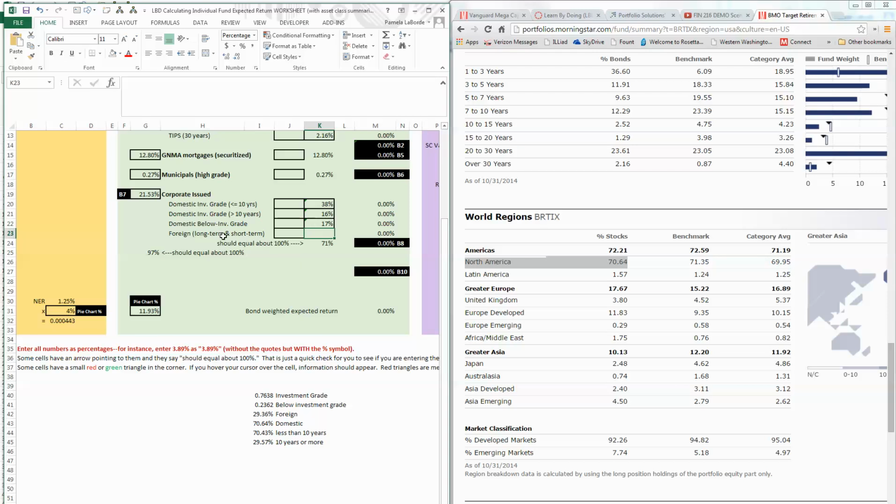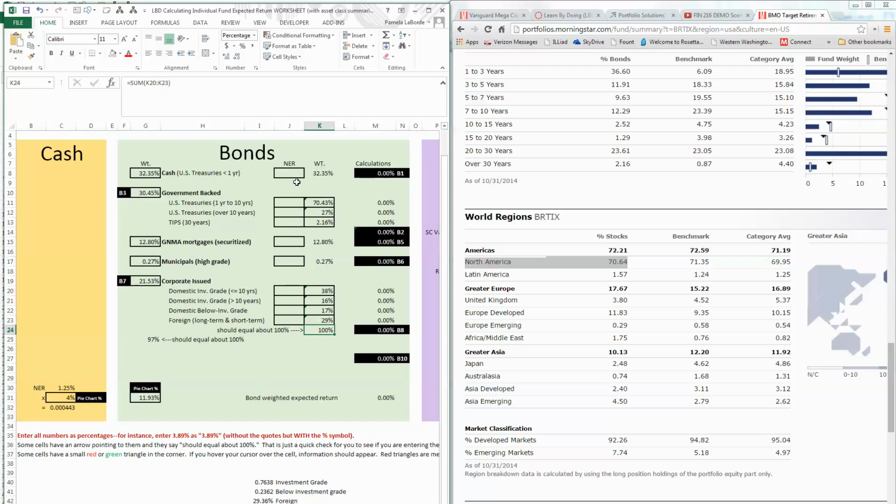Then I need foreign, and there's no below or above investment grade. There's no short-term versus long-term. It's just foreign ones. So the foreign ones are these. If I did things right, this number should be 100%, or approximately 100%. It works, so I'm good.